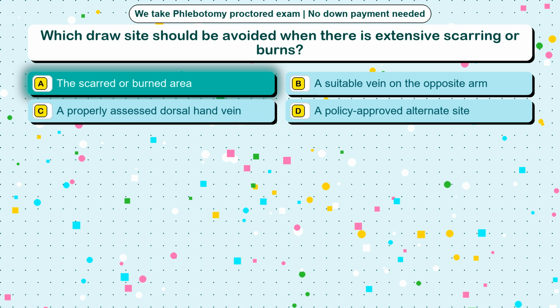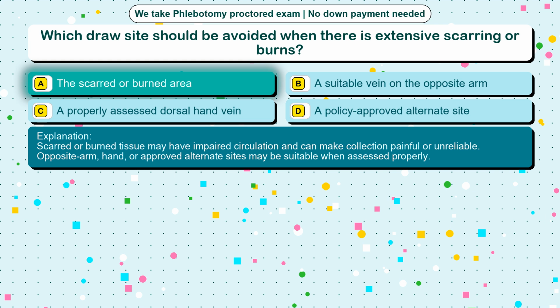The scarred or burned area. Scarred or burned tissue may have impaired circulation and can make collection painful or unreliable. Opposite arm, hand, or approved alternate sites may be suitable when assessed properly.